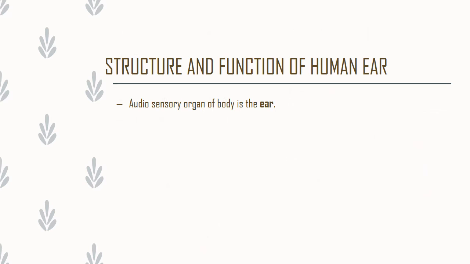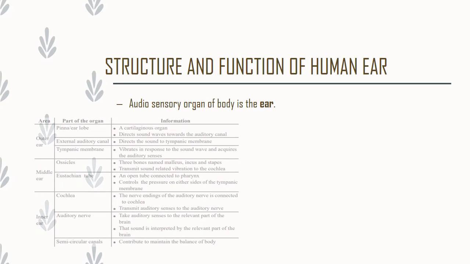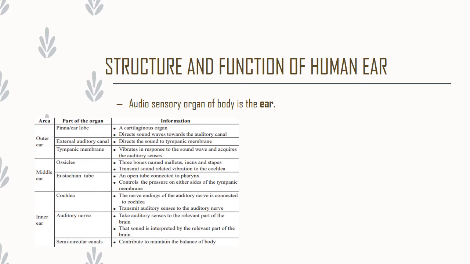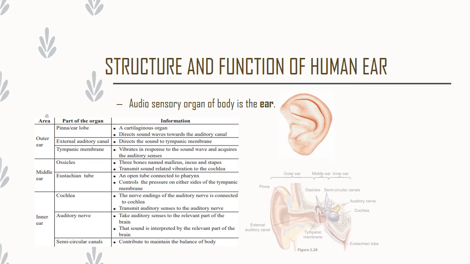Let's talk about the structure and functions of the human ear. The audiosensory organ of the body is the ear. Look at the functions of each part of the human ear. Let us see how the human ear perceives auditory senses.